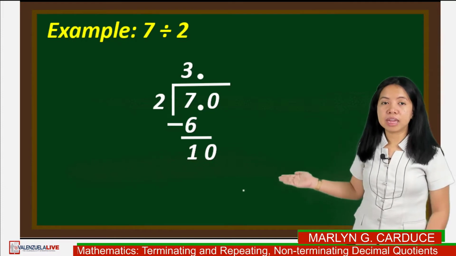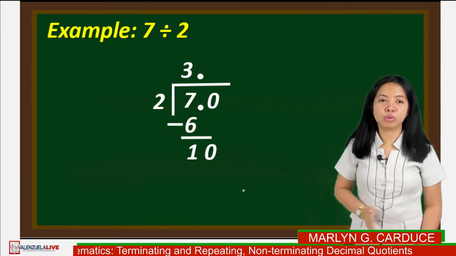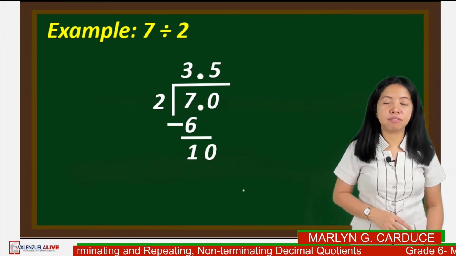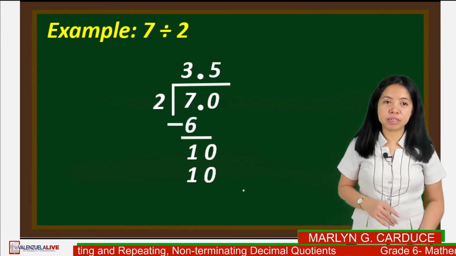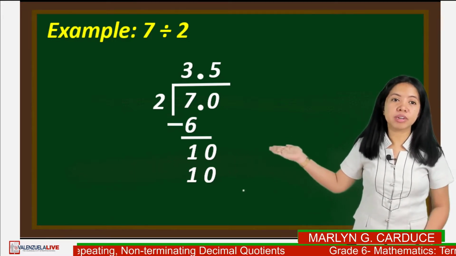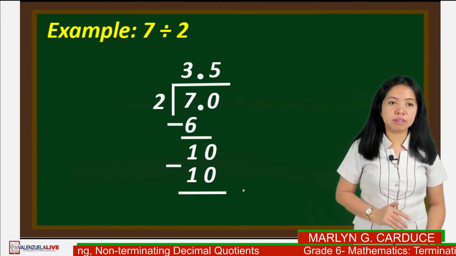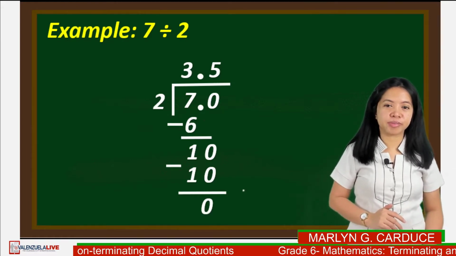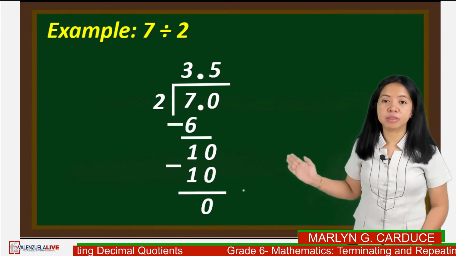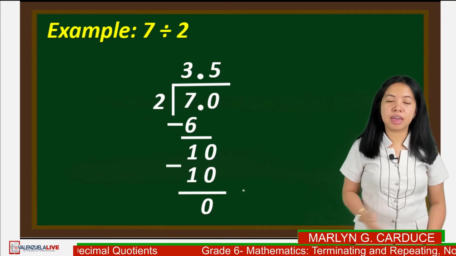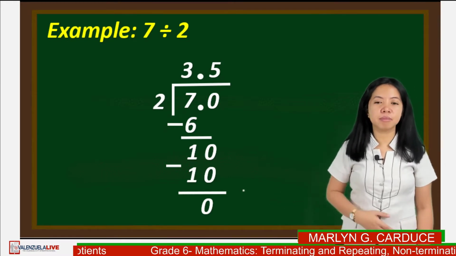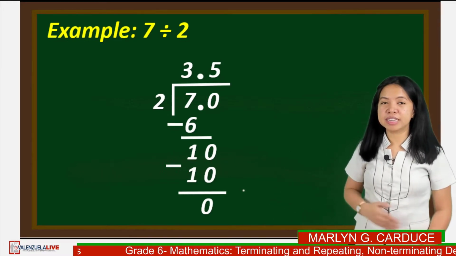And let's divide 10 by 2. So 10 divided by 2 is 5. And let's multiply 5 and 2. So the product will be 10. And subtract 10 from another 10, and it will give us a 0 remainder. So as you can see, the division terminates or comes to an end, and we also have a zero remainder. So this is an example of terminating decimal.